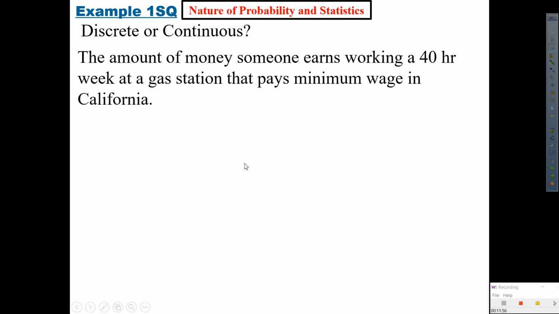Example 1 Super Q. It says, the amount of money someone earns working a 40-hour a week at a gas station that pays minimum wage in California. So you neighbor, which kind of variable is it, discrete or continuous, and why? Which one is it?